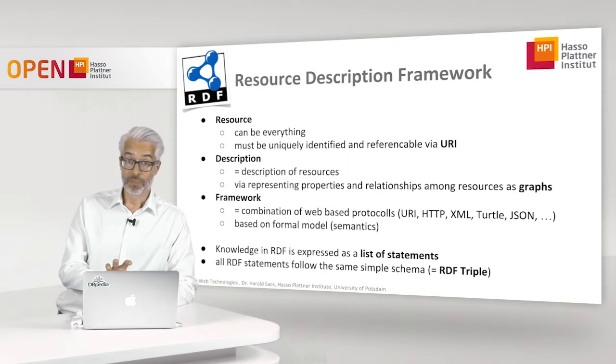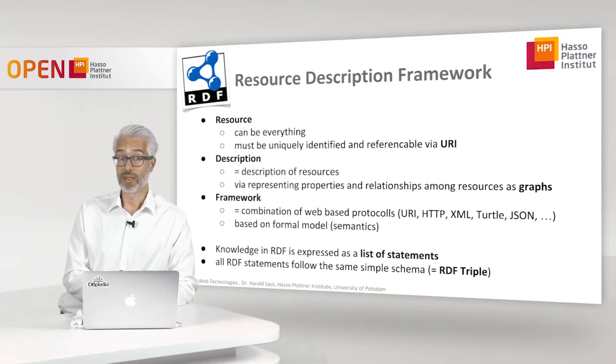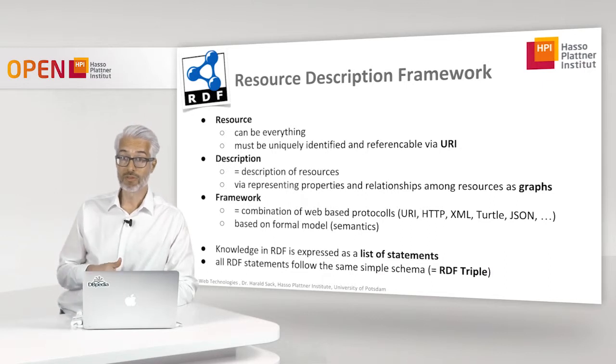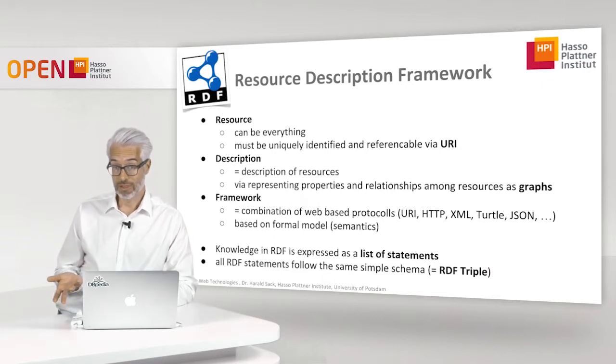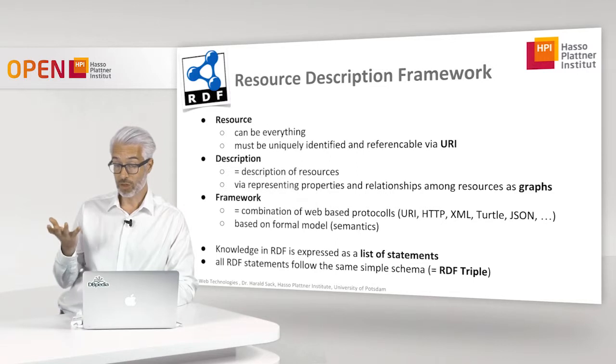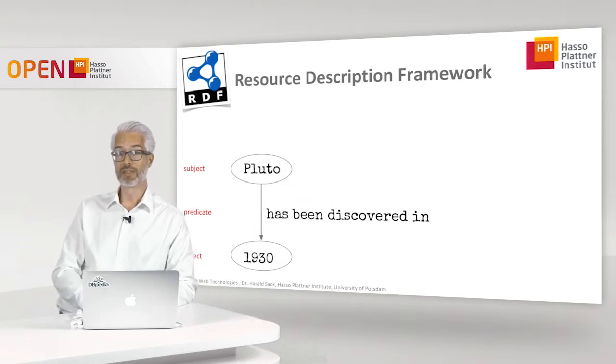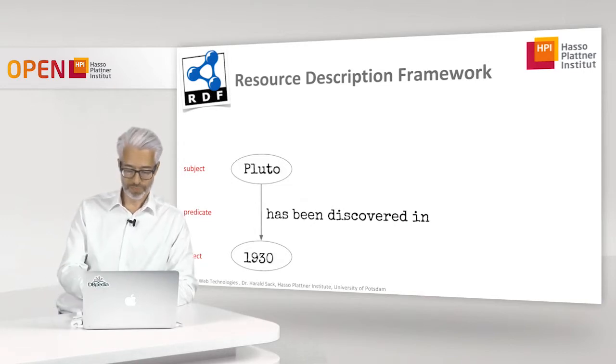So, general knowledge in RDF is expressed with a so-called list of statements. And these statements, these RDF statements, are all organized in the very same manner. They follow the same simple schema. They are so-called RDF triples. So, 3 parts: subject, predicate or property, object. Pretty simple. So here again we have this basic intuitive schema.